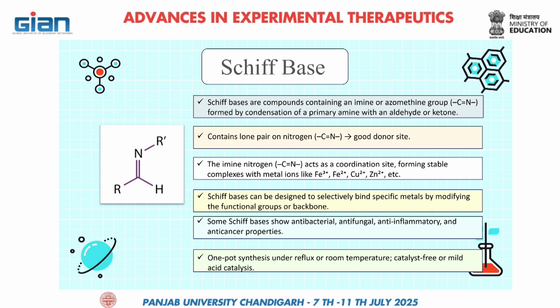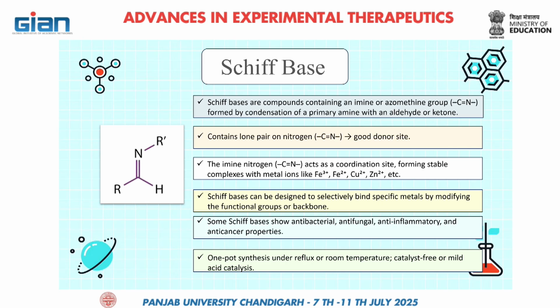Now what are Schiff bases? Schiff bases are compounds containing an imine group or azomethine group formed by the condensation of amine with aldehyde. They contain a lone pair at the nitrogen which can act as a donor atom. It has various coordination modes, like nitrogen having a lone pair, so it can easily give electrons to the metal and form a coordination bond. We can make derivatives, or we can design a Schiff base accordingly, as per the need of our detection. So here it is written that a Schiff base can be designed to selectively bind specific metals by modifying the functional groups or backbone.